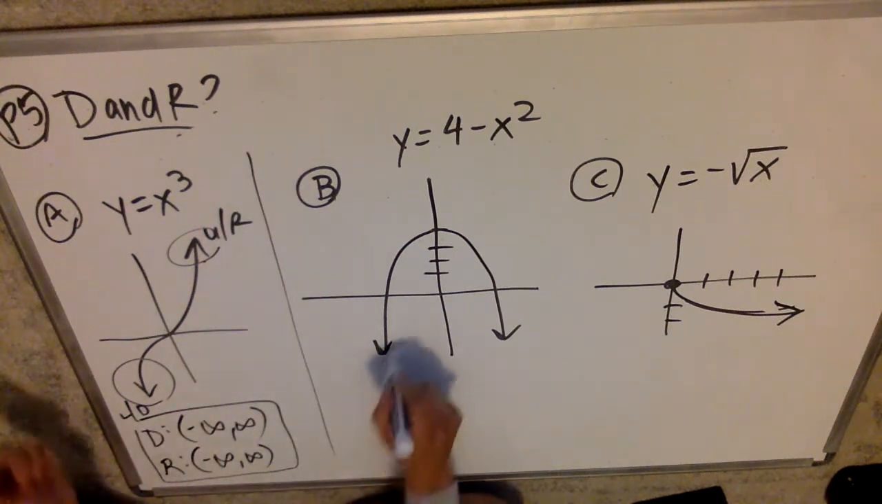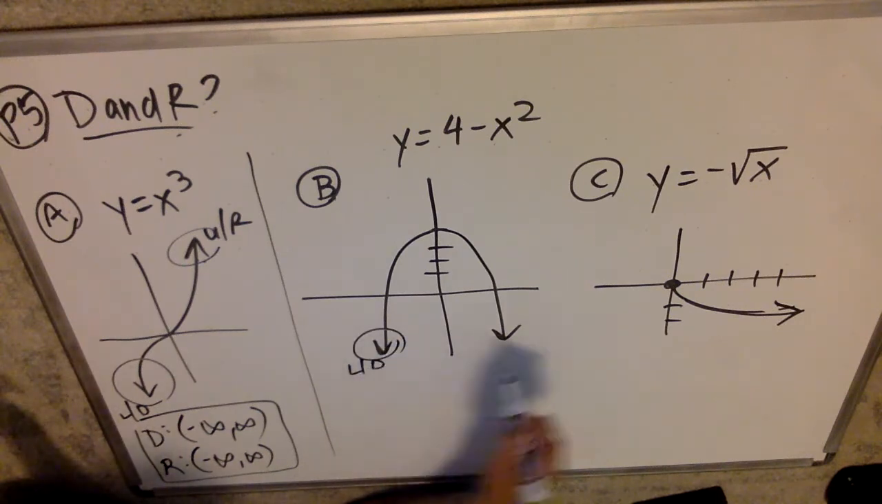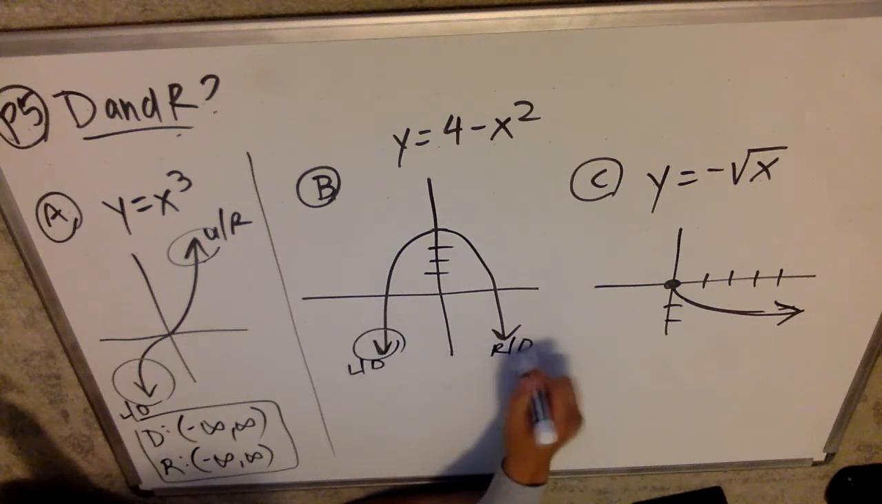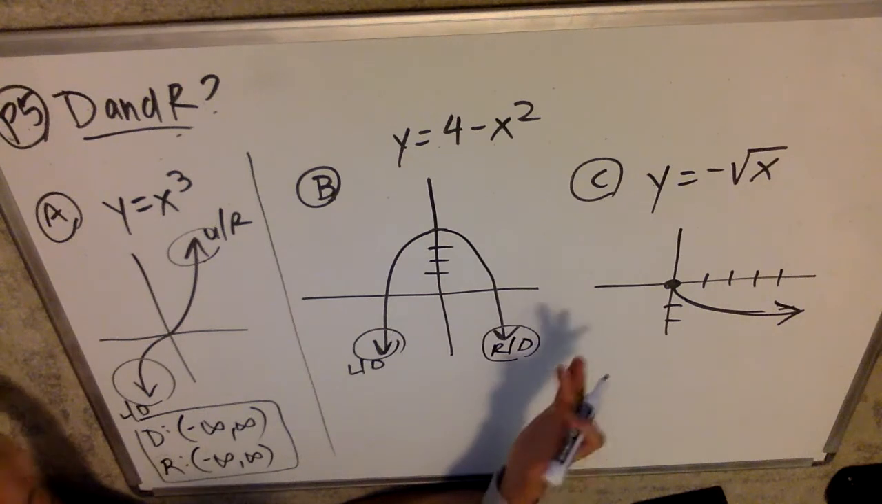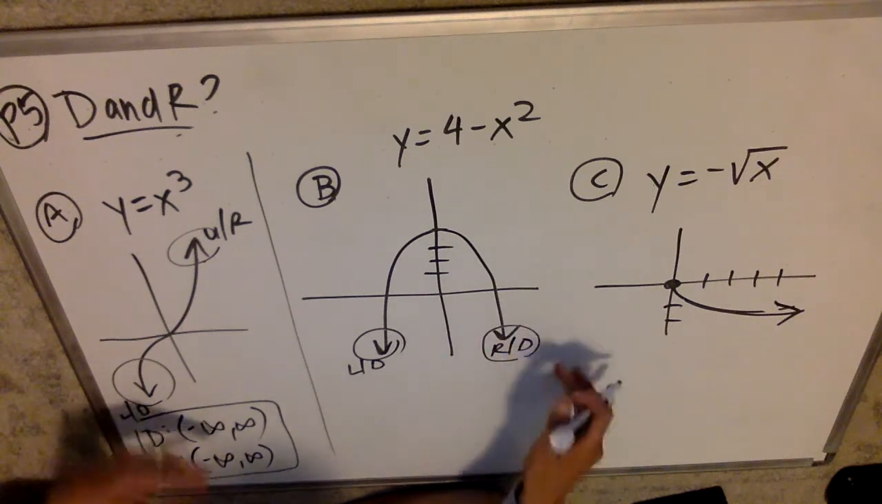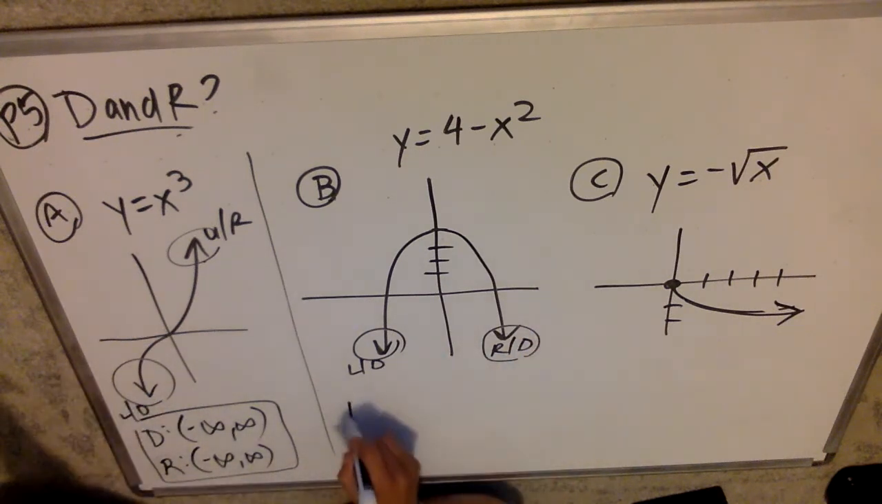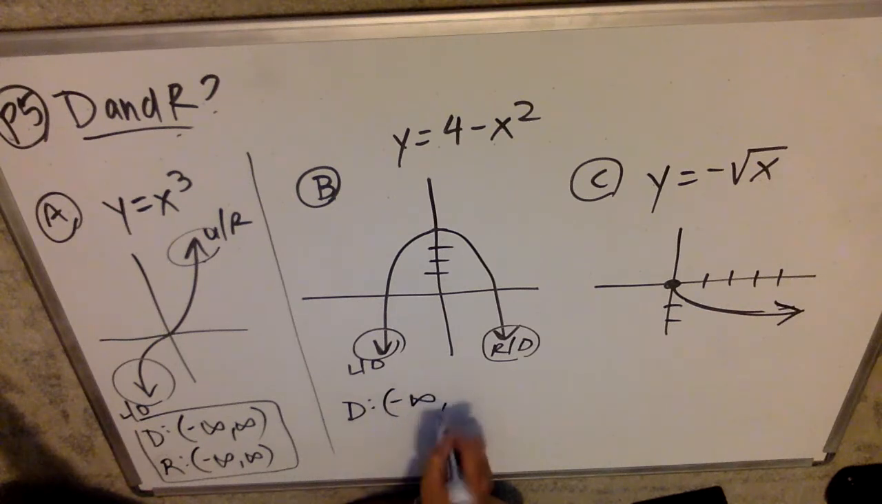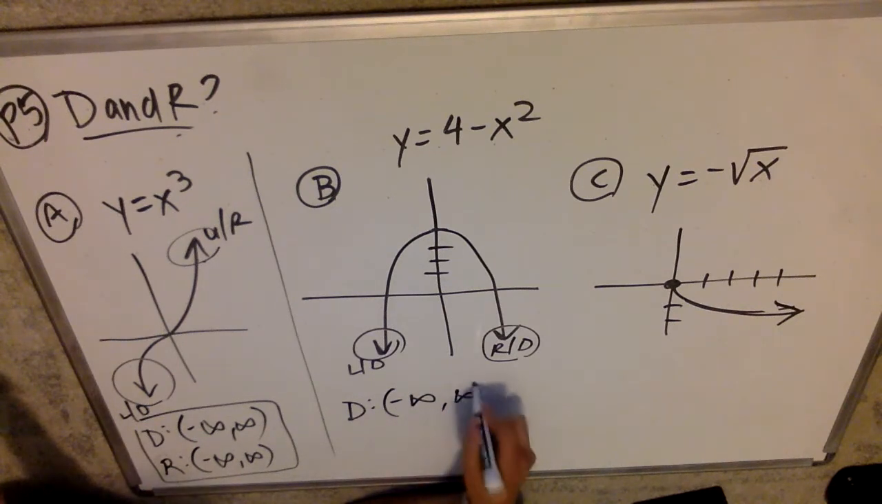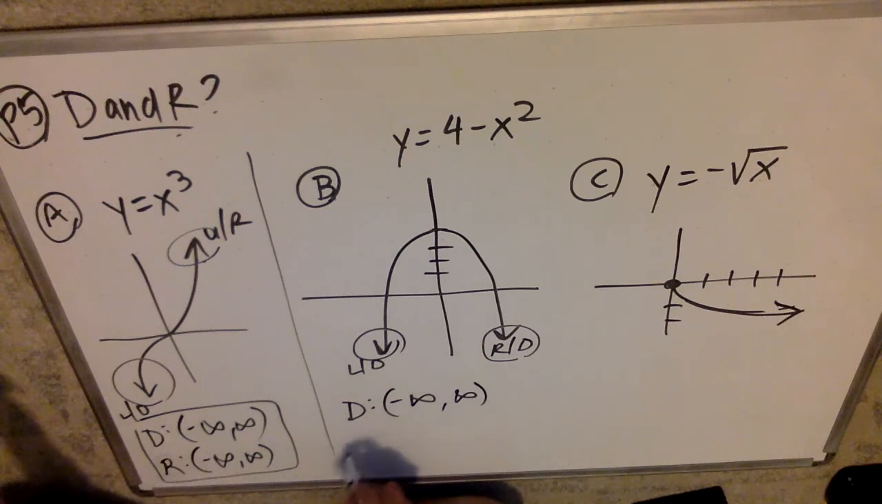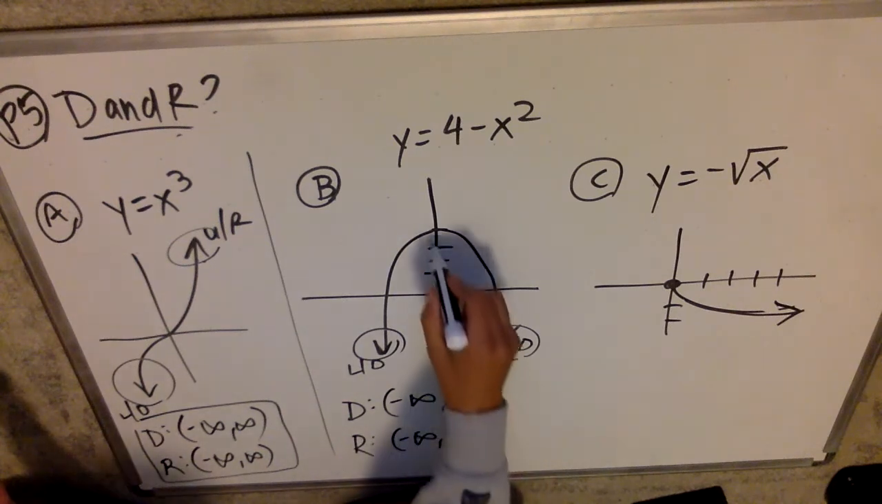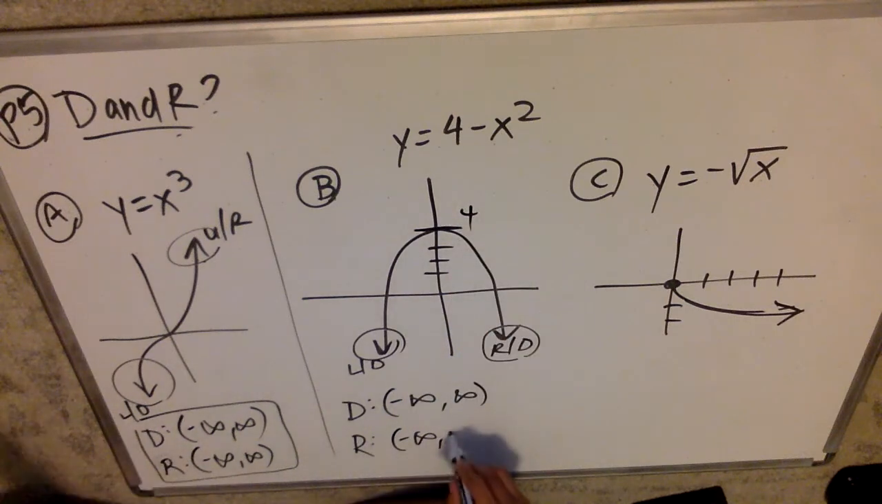For the second one, right, I see that this is left and down forever, and this is right and down forever. So down forever is definitely a thing. And left and right forever is definitely a thing. So my domain is going to go left forever, which would mean starting at -infinity, and right forever, which would mean ending at +infinity. But my range is going to start at -infinity, but notice it doesn't go up forever, it goes up to 4. So it's -infinity until 4.